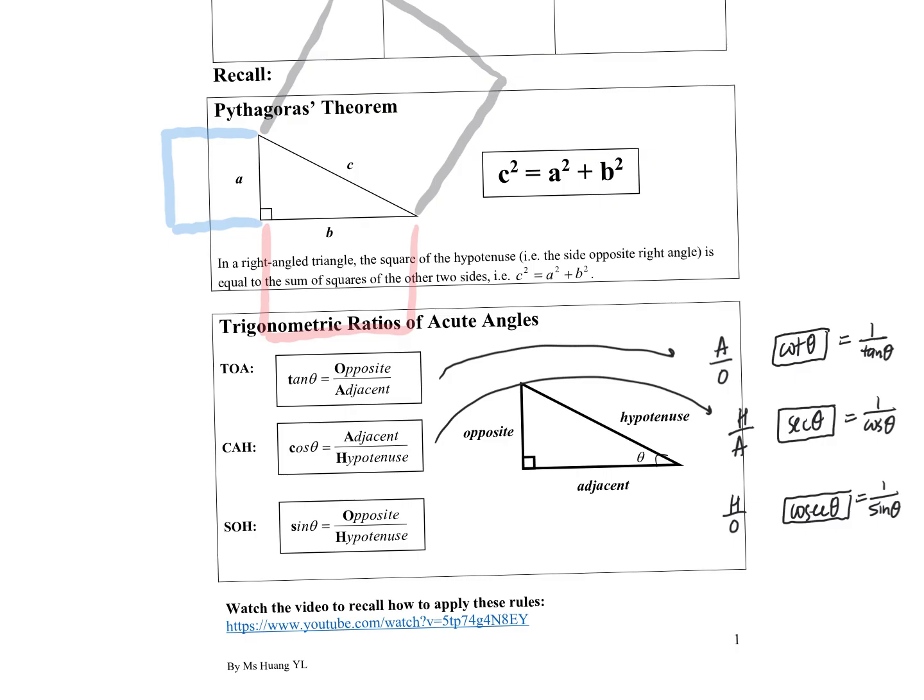Okay, but E math only tua kaso. You won't see cosecant, cotangent, and secant. You will only see tua kaso. So that's the only thing.